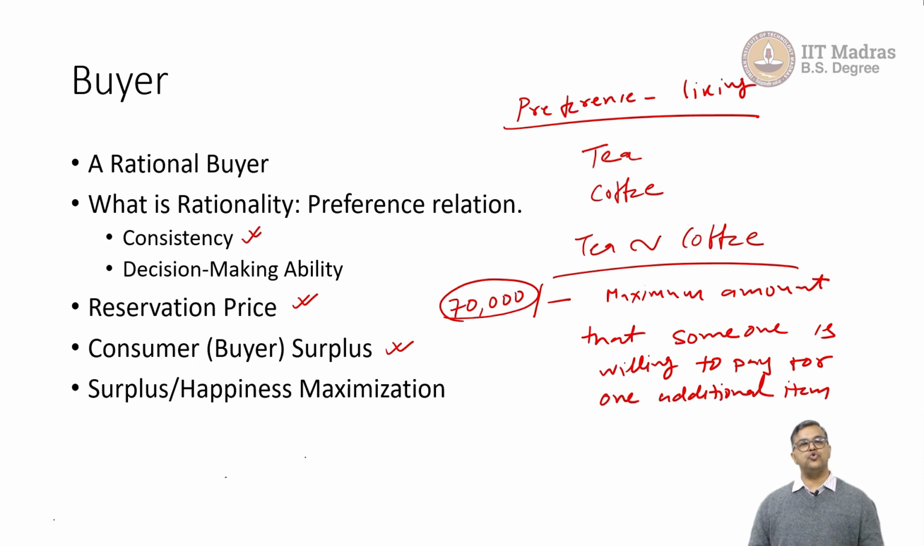Reservation price is known to the buyer only; the seller is not aware of it. Now, if the seller is selling a product at P, let us take P as 50, and the consumer's willingness to pay, the reservation price or maximum willingness to pay, is 60. If this transaction takes place, then the buyer makes 60 minus 50, that is 10.